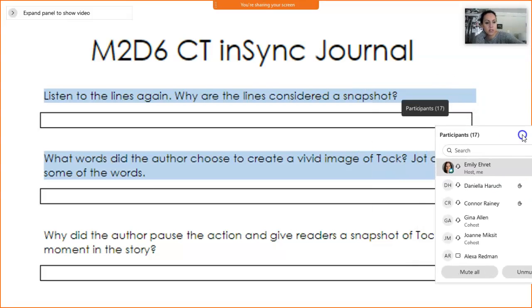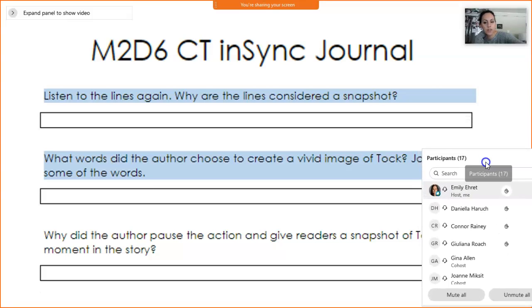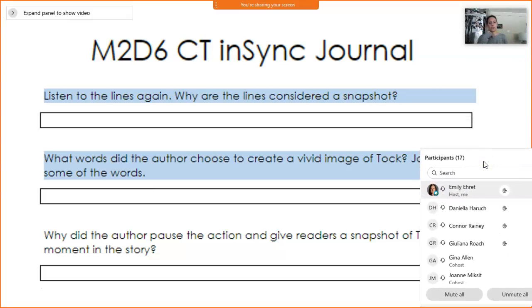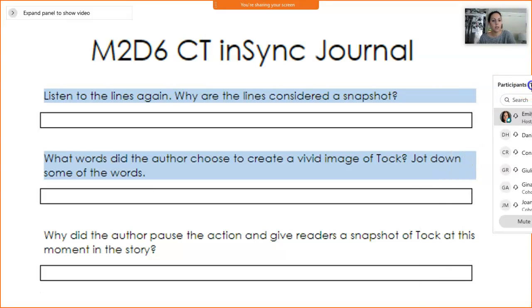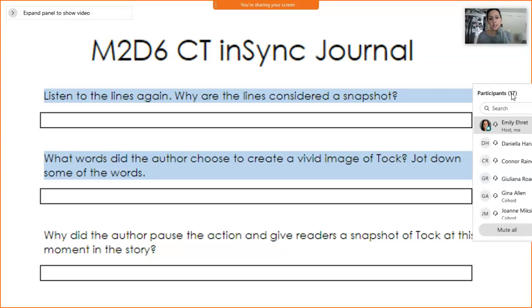Raise your hand in the participants box when you have this open to this screen, Module 2, Day 6, Classroom Teacher InSync Journal. I'm just going to read through these questions as you open this up. I'm going to read again those lines from page 29. You're going to tell me, why are these lines considered a snapshot? Think about what we just talked about with the snapshot. If you scroll up, you can see the definition of the snapshot in your InSync journal.